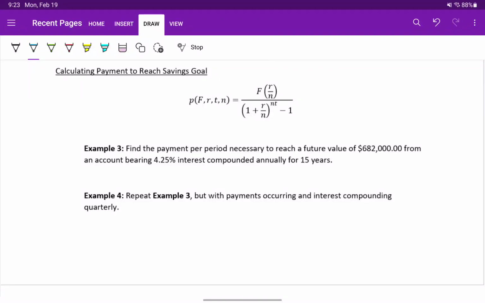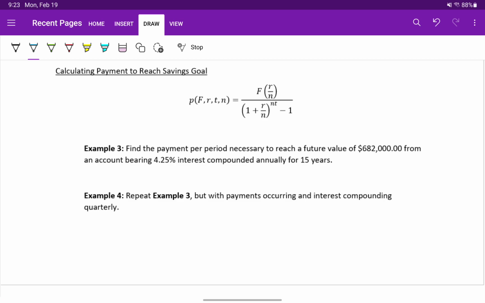We can also look at calculating the payment we would need to make per period to meet a specific savings goal. So, for example, in number 3, we want to find the payment per period necessary to reach a future value of $682,000 from an account bearing 4.25% interest compounded annually for 15 years.